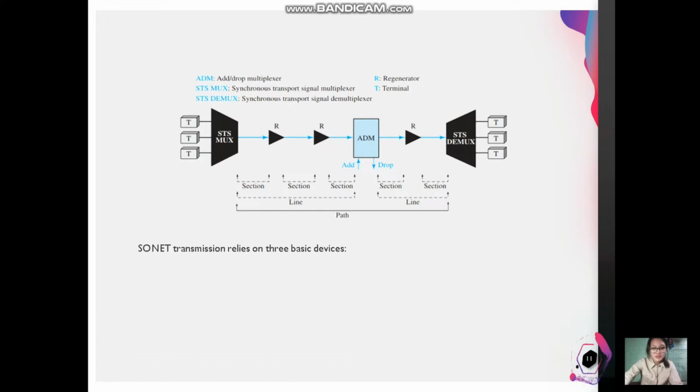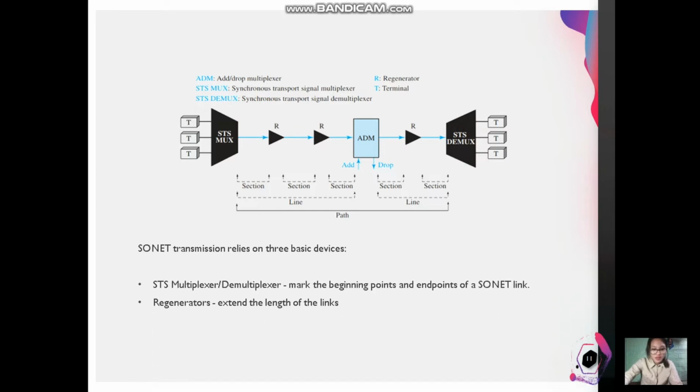Now let's discuss this simple link using SONET devices. You see, SONET transmission relies on 3 basic devices. That is the STS multiplexer/demultiplexer, regenerators, and add-drop multiplexers and terminals. So the STS multiplexer/demultiplexer marks the beginning points and the end points of a SONET link. They provide the interface between an electrical tributary network and the optical network. An STS multiplexer multiplexes signals from multiple electrical sources and creates the corresponding OC signal. An STS demultiplexer demultiplexes an optical OC signal into corresponding electric signals.